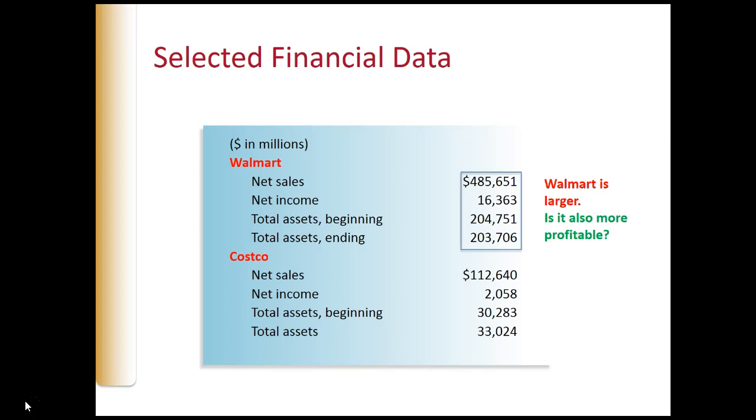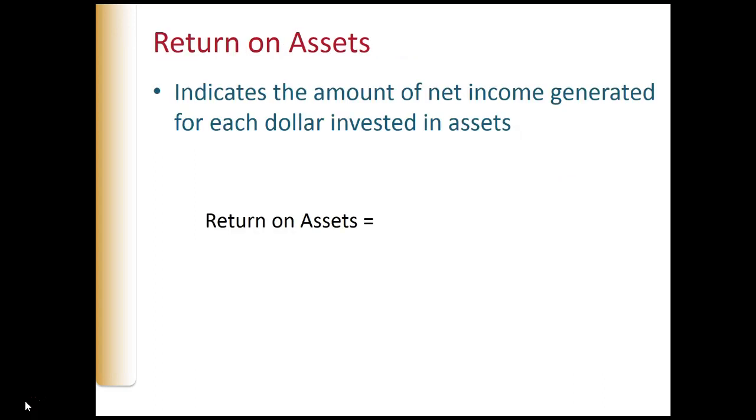Walmart is larger, but is it more profitable? Walmart had net income of $16.4 billion and Costco had net income of $2.1 billion. Since Walmart's net income is so much larger, is Walmart more profitable? Well, not necessarily. Walmart is also a much larger company as indicated by total assets. Walmart's total assets were $203.7 billion compared to $33 billion for Costco.